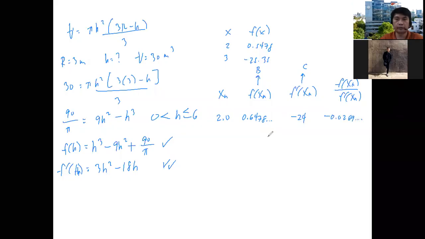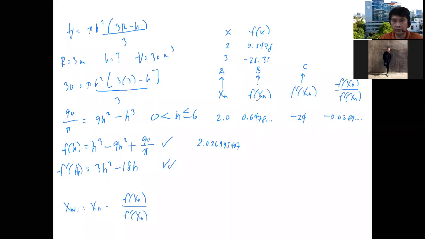And so on. So again, to obtain the next possible value of x, just use the formula for the Newton-Raphson: Xn minus f of x of n over f prime of x of n. So this value 2 minus this negative 0.0269. Okay, so this will give us 2.02699, no? 5407.